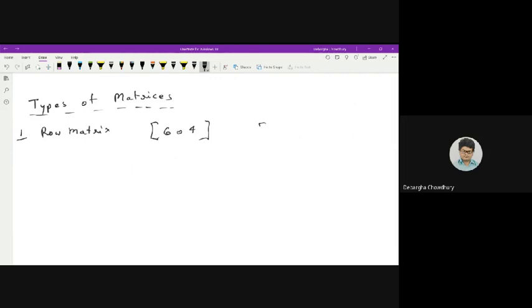Another one, let's say A, B, C, D, E. It also has a single row, so it is a row matrix. Let's talk about the next type, which is a column matrix.